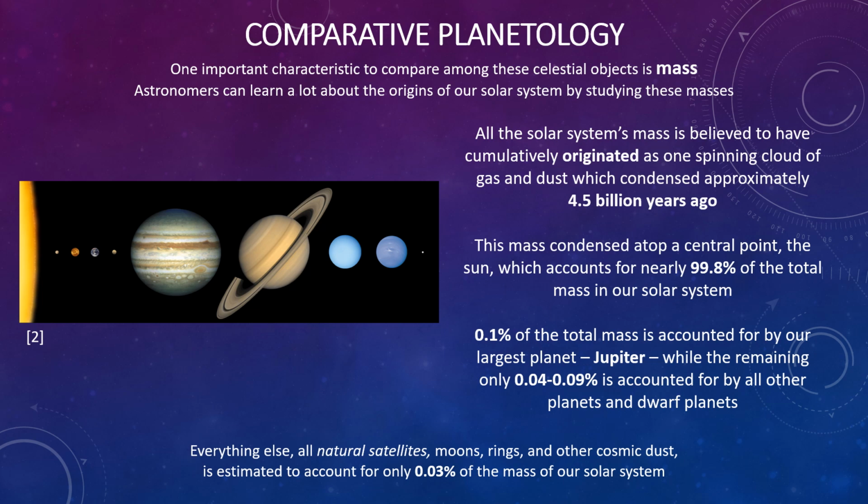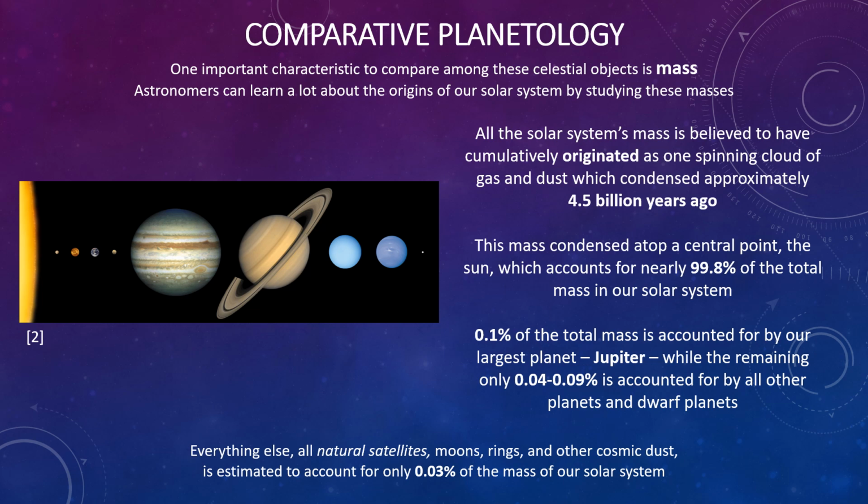One of the most important characteristics to compare when we're looking at celestial objects is their mass. The mass of an object can tell quite a bit about its origins and how it formed. So astronomers can learn a lot about the origins of our solar system by studying the masses of the different objects in it. So we believe that the sun and all of the objects in the solar system formed from one spinning cloud of gas and dust that condensed down approximately 4.5 billion years ago.